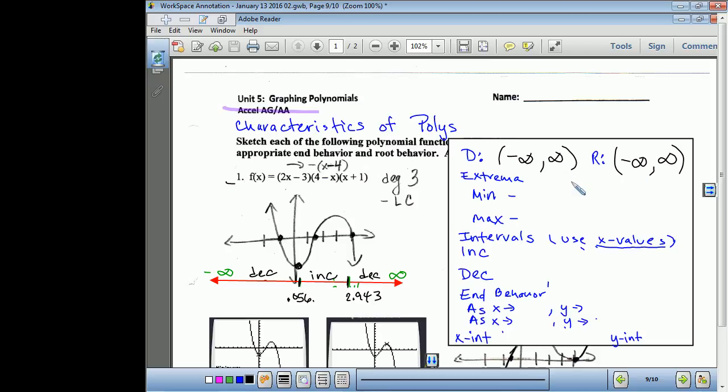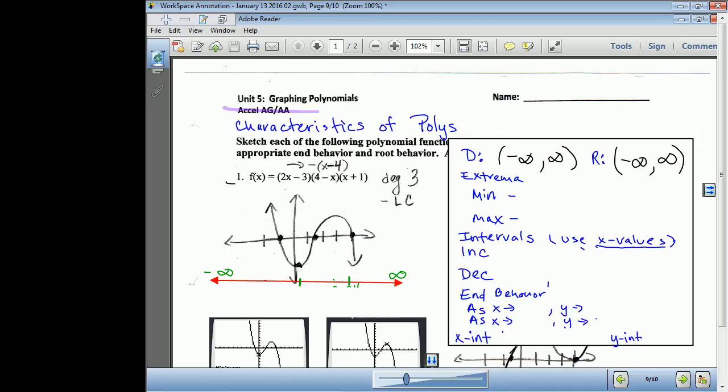Now the range of an even degree function is not going to be negative infinity to positive infinity because it's either going to open up or open down. So it will have either a minimum value or a maximum value. How do we find that? Now we go to our calculator. Like I said the other day, we can't find these values without our calculators yet.